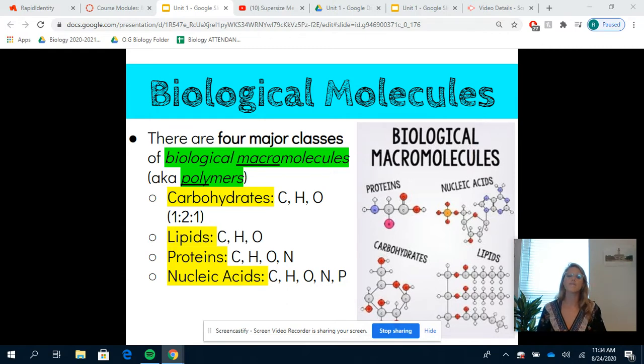And lastly, we have something called nucleic acids, NA. If you've ever heard of DNA or RNA, they are examples of nucleic acids. They contain carbon, hydrogen, oxygen, nitrogen, and phosphorus. So these are our four biological molecules that make up all living organisms. We all have them just in various forms.